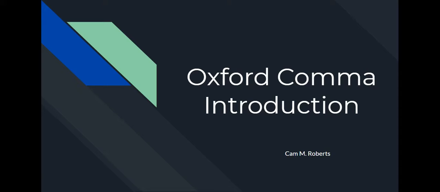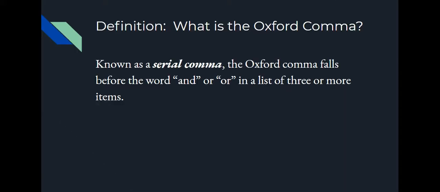This is the introduction to the Oxford comma. What is an Oxford comma, you may ask? An Oxford comma, which is also known as a serial comma, is a comma that falls before the word and or in a list of three or more items.